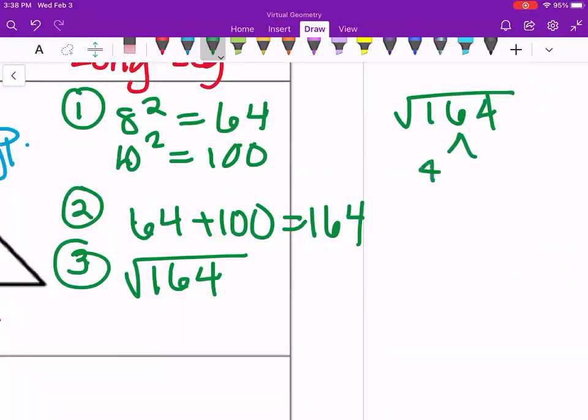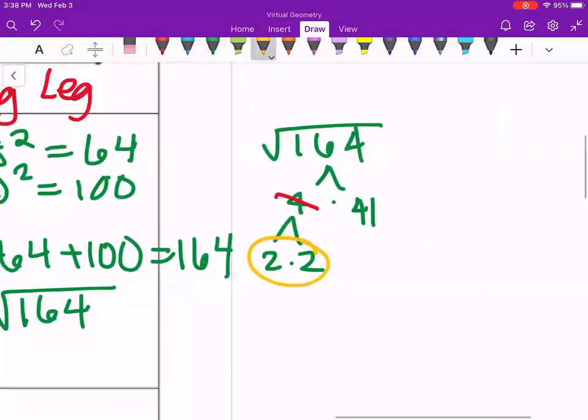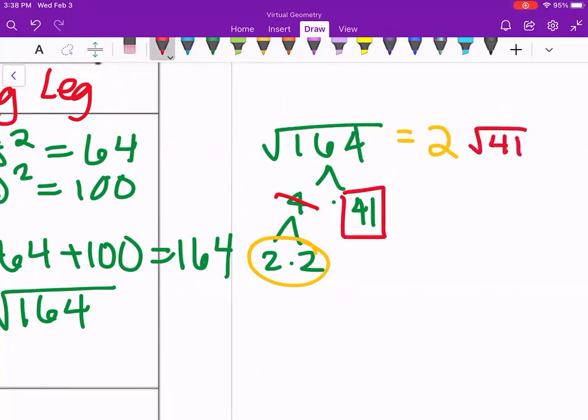So I can break this down to a 4 and a 41. Now, 41 will not go farther. 41 is a prime number. But my 4 can go farther to a 2 times 2. And guess what? There's my pair. So that can bring out a single 2. 41 is left over, so it is still inside the radical. So final answer, 2 square root 41. So we have our final result.